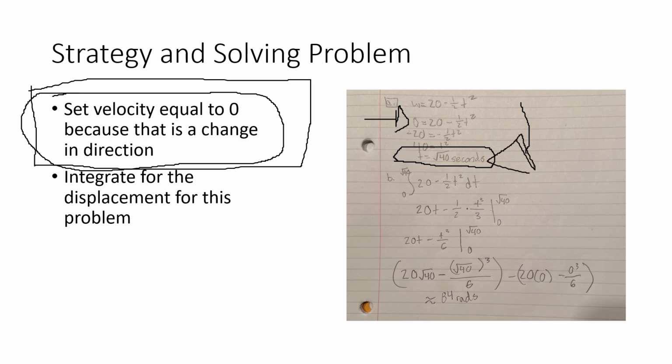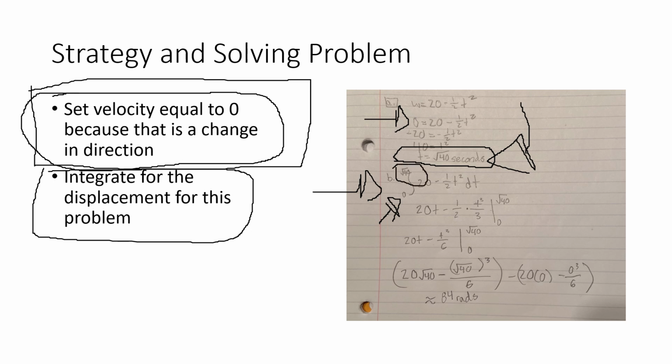So the other strategy we want to use for this problem is to integrate. And by integrating, we essentially are able to turn velocity into position. And once we turn velocity into position, we're able to find the total displacement for the problem. So doing this, I integrate from 0 to the time that we solved for before, in which the car would go the opposite direction. So at square root of 40 seconds.